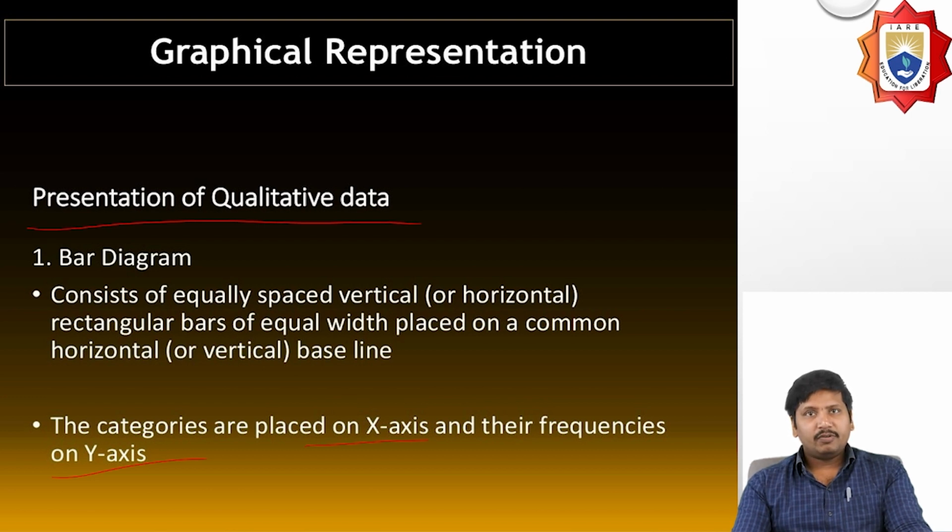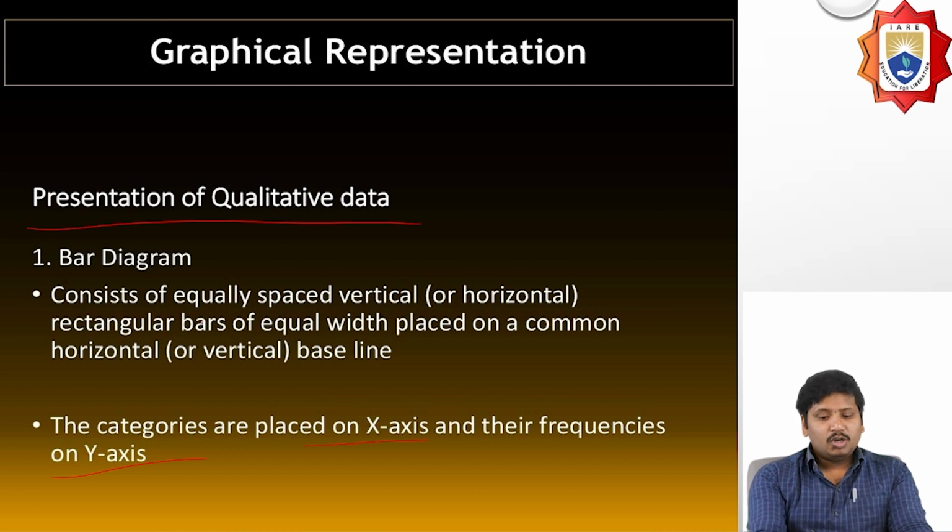So the data will be of two types, qualitative and quantitative, just like I said. If I'm going to consider qualitative data, what type of diagrams do I have to consider? And similarly, if I'm going to consider quantitative data, what type of diagrams is going to be considered? So the bar diagram is going to be considered for qualitative data.